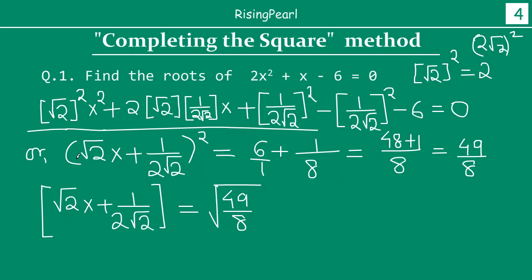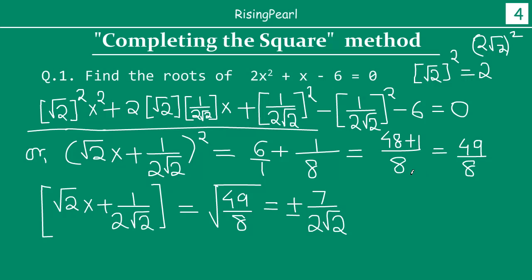So we are simply taking square root on both sides. So here we will have square root of (2x plus 1) by 2 square root 2 equals square root of 49 by 8, or this will be equal to plus minus 7 by 2 square root 2.